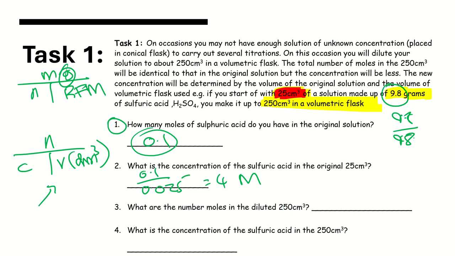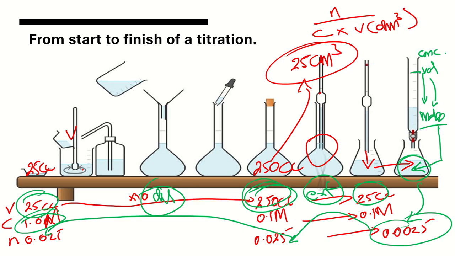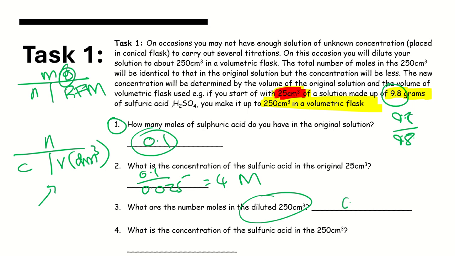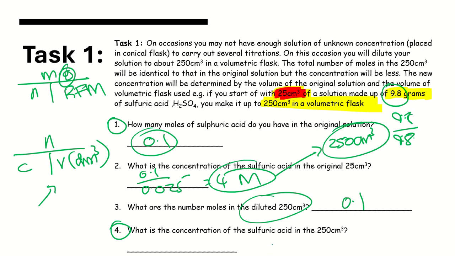Then it asks you what's the number of moles in the diluted 250. Well, all we did there is we went from here to here. If you look at our schematic, the number of moles doesn't change, so the number of moles is still 0.1. And then it asks us finally what's the concentration of the sulfuric acid in the 250. Well, the concentration in the 25 was 4. We went up to 250 by just adding deionized water, so we've diluted it tenfold. Hopefully you're with me when you recognize the answer is 0.4 moles per decimeter cubed.